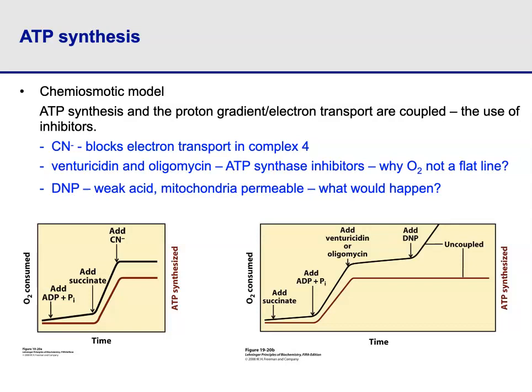So we will use some inhibitors to try to prove that the electron transport is coupled with ATP synthesis. Let's do this experiment where we will have mitochondria and keep them in a very controlled environment, and we will measure oxygen consumption and we will measure ATP synthesis. Now we will give the mitochondria the substrate for ATP synthesis. We give ADP and Pi. We see no ATP synthesis.